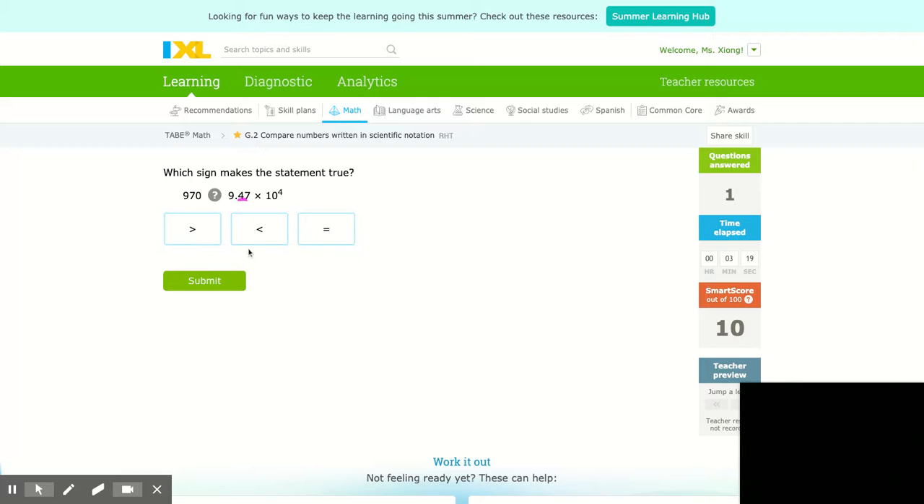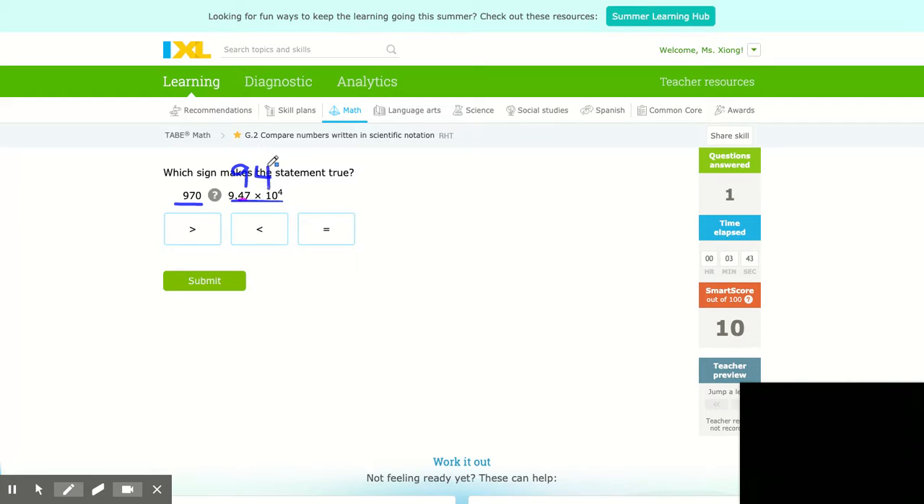All right, here's the next one. This time we have the standard form first, and then this number is in scientific notation. So I need to switch it up. I'm going to switch this into standard form just because to me that's easier. So I have 9 and then the decimal's right here. So I'm going to count as I write these numbers.